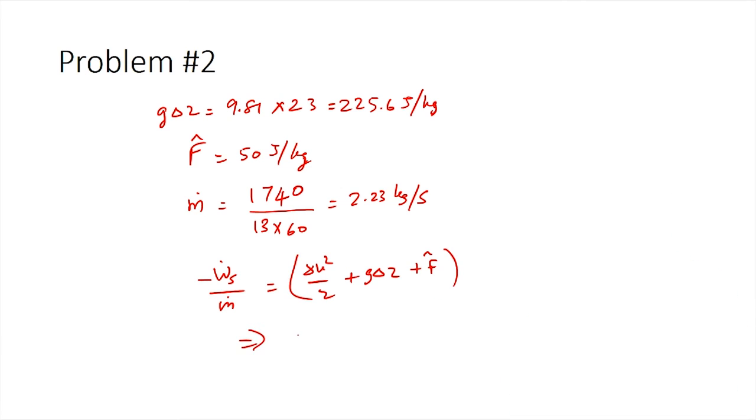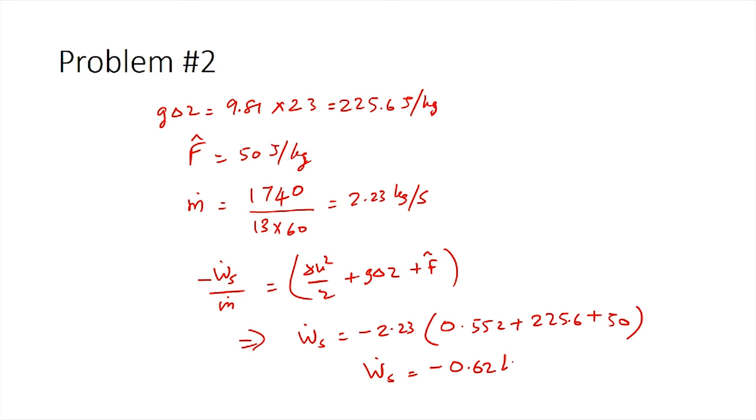So, this would mean Ws dot would be equal to minus 2.23 times 0.552 plus 225.6 plus 50, giving a value for Ws dot as minus 0.62 kilowatts. So, the shaft work which would be delivered by the pump would be 0.62 kilowatts.